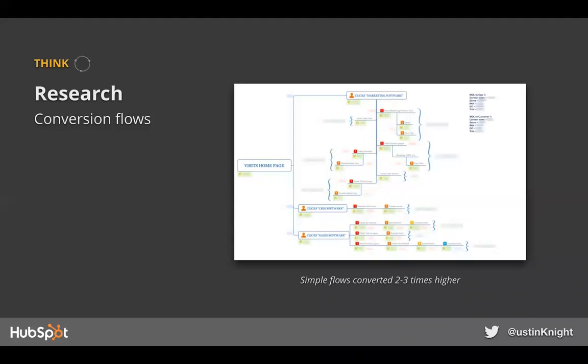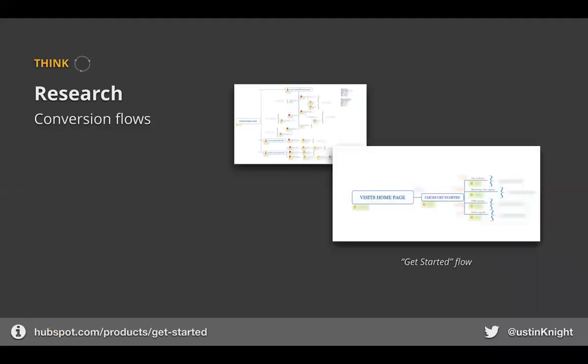So we revamped our conversion flows, and we created flows that look like this. It's 3 steps no matter what. That's the only way that you can convert on these products. Super simple, and we called this a get started flow. You can actually see this flow live, and you can use it now by going to hubspot.com/products/get started.